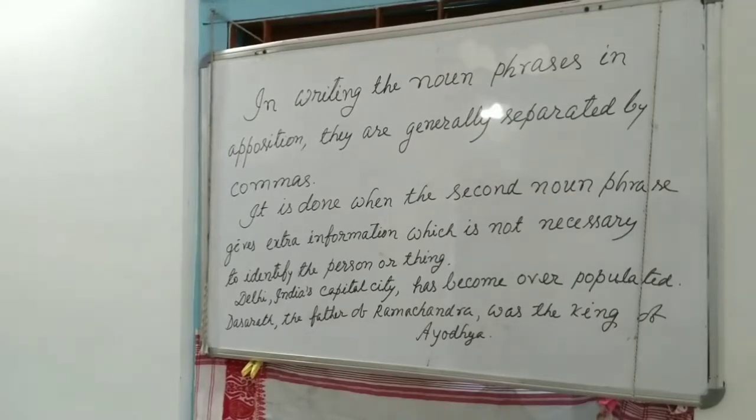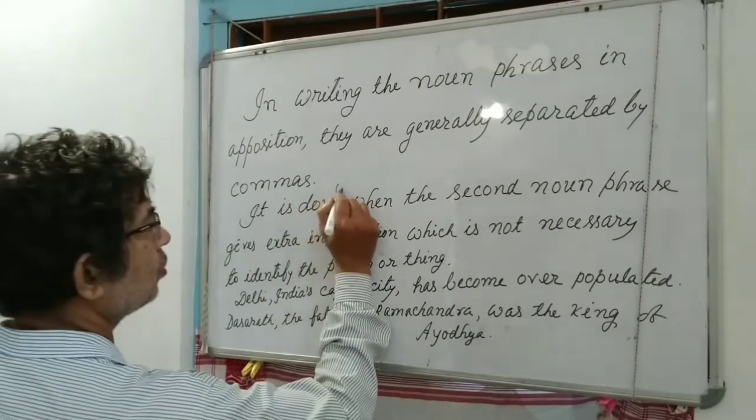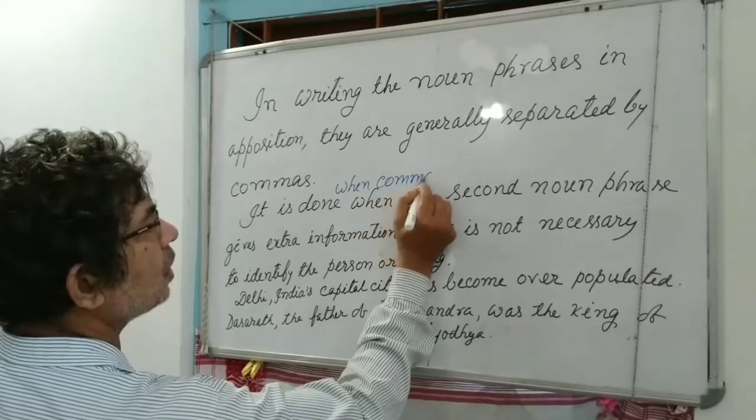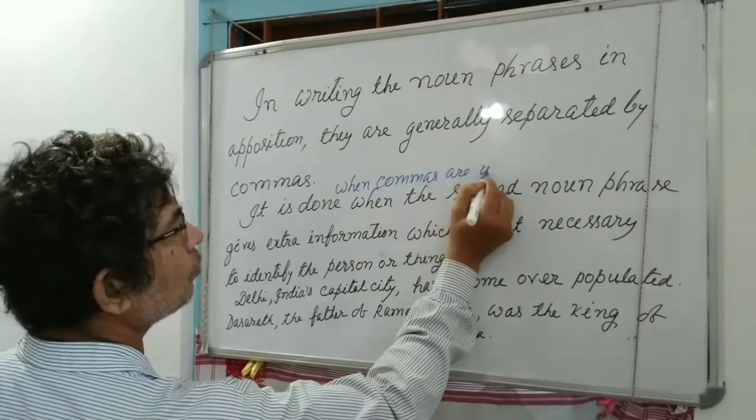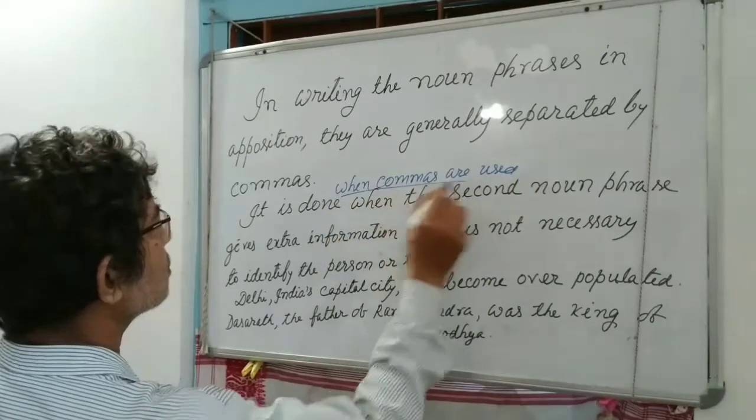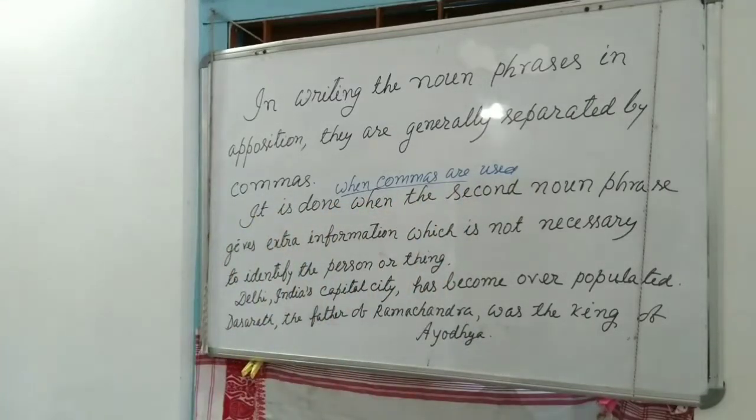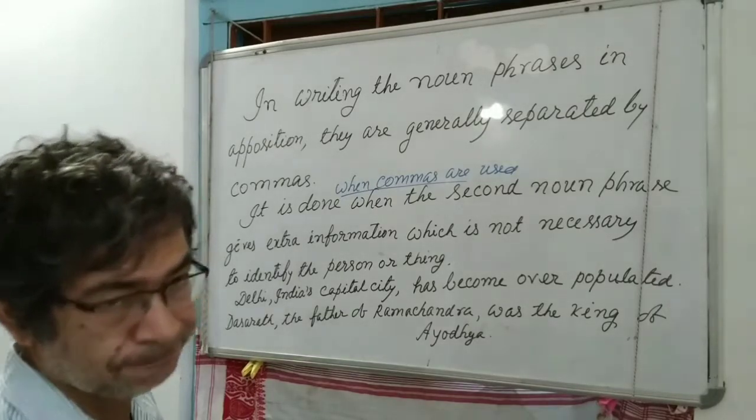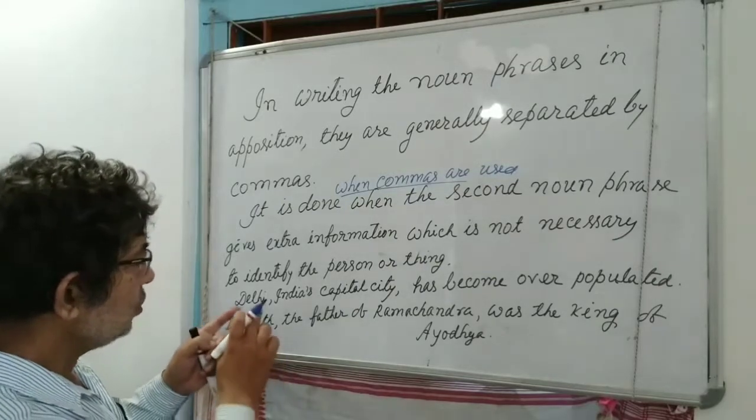Generally, when commas are used, what happens? It is done when the second noun phrase gives extra information which is not necessary to identify the person or thing. We use comma here.